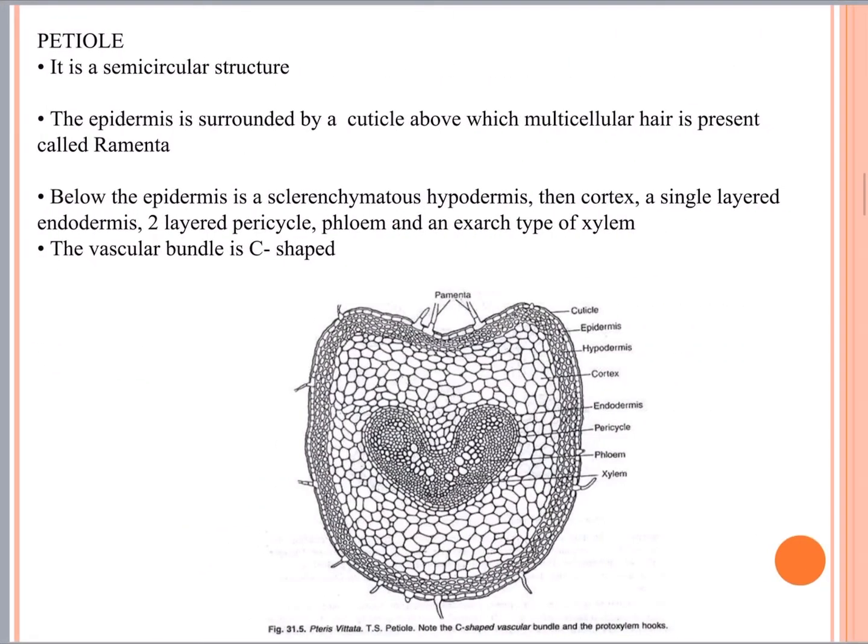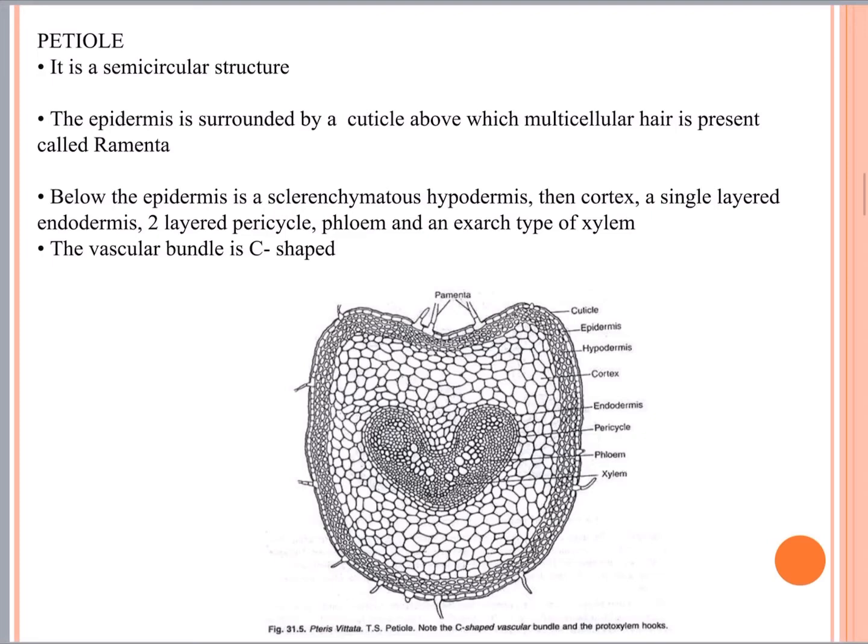Petiole. The petiole is a semicircular structure. The epidermis is surrounded by cuticle, above which multicellular hair called ramenta is present. You can see in the picture that the outermost layer is the cuticle. Below the cuticle lies the epidermis, and the ramenta, the hair-like structure, arises from the epidermis. Below the epidermis is a sclerenchymatous hypodermis, then cortex, endodermis, pericycle, phloem, and exarch type of xylem.